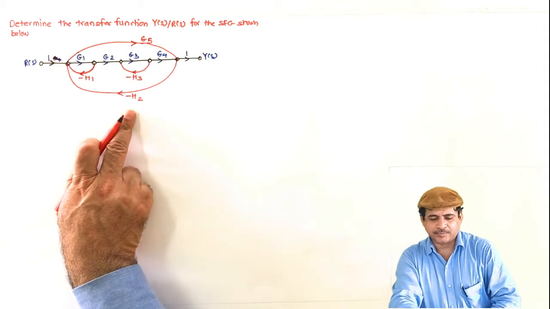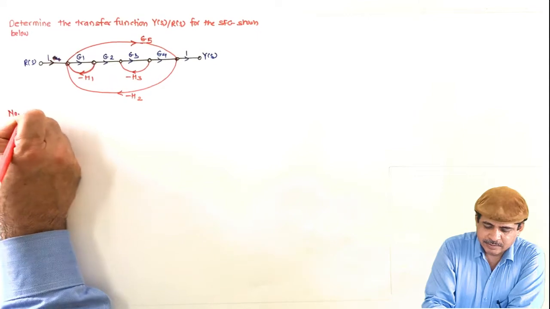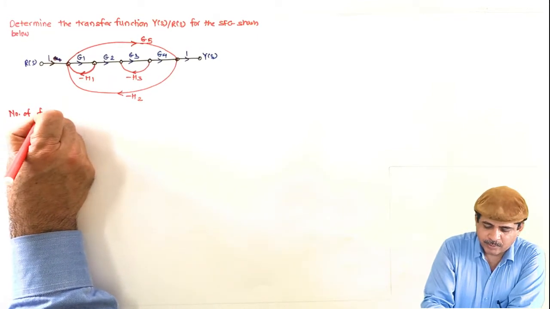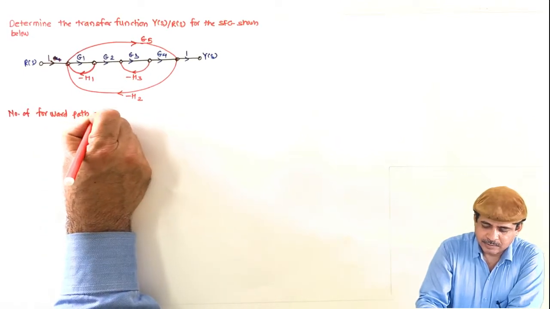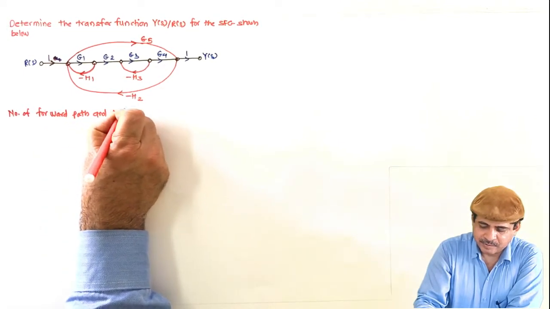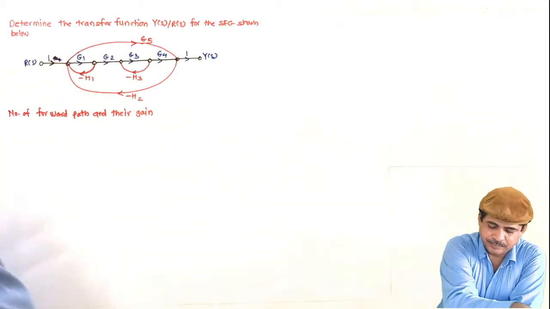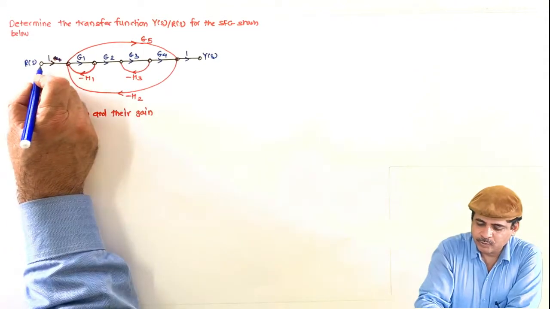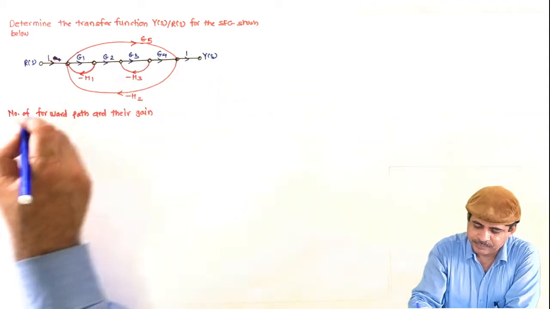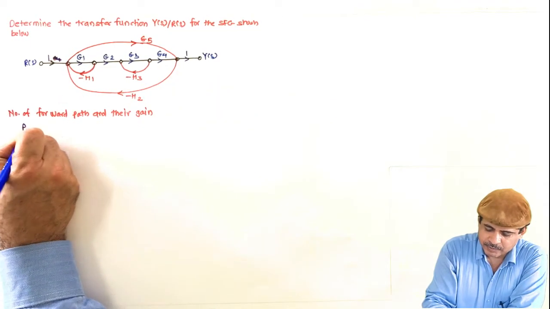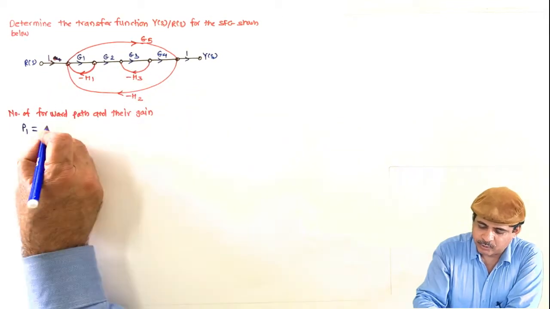This is the signal flow graph. So first step is the number of forward paths and their gain. If you look at this, traversing from this to this, this is a clear cut forward path P1, which has gain G1, G2, G3, G4.